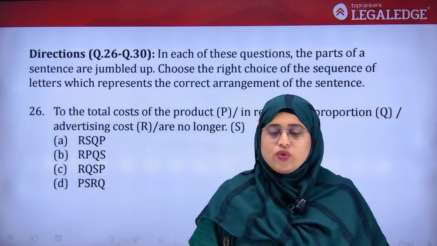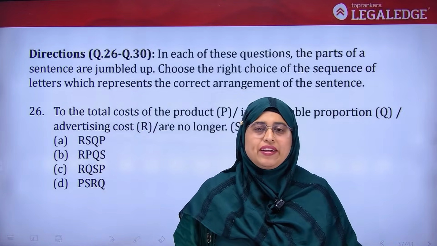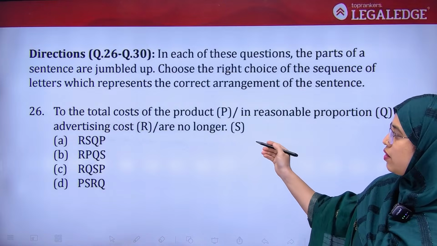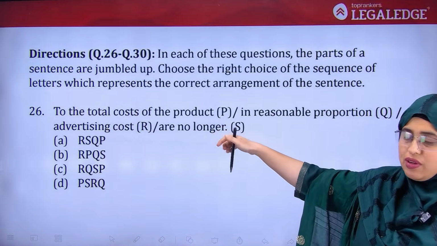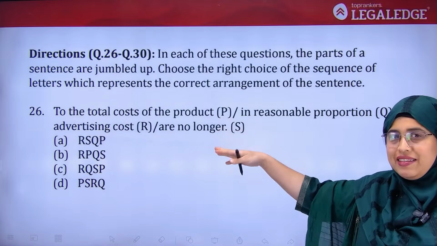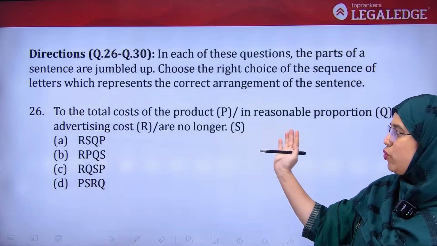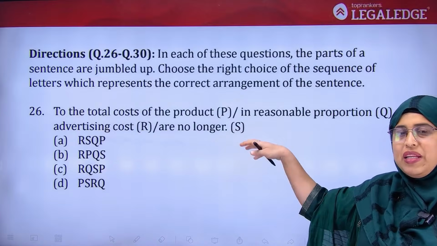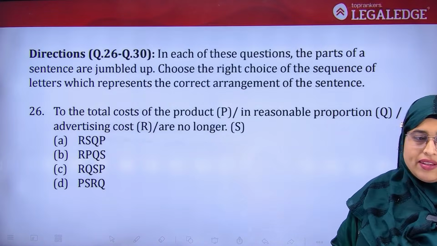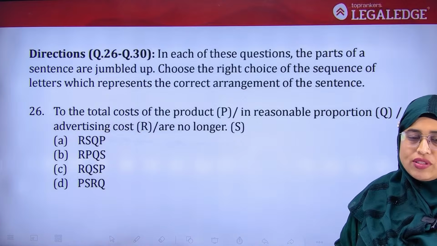Alright, so now students, we have got parajumble related questions on screen. You can see here in these kind of questions, you will get the sentences or many sentences, and you have to rearrange them in order to make it a meaningful sentence or a paragraph. Alright, so let's go ahead with this. Question number 26 is on screen, students.